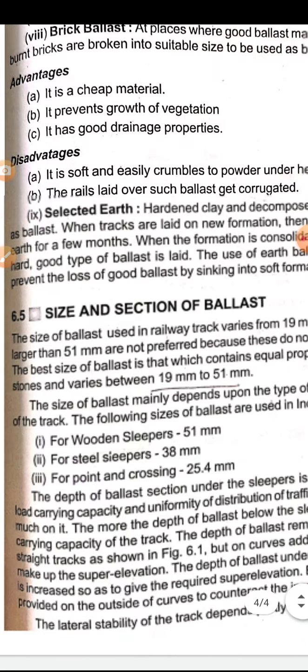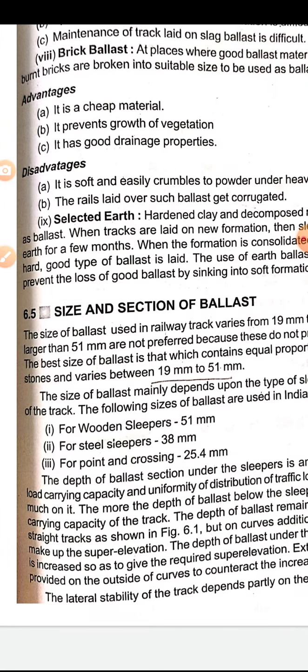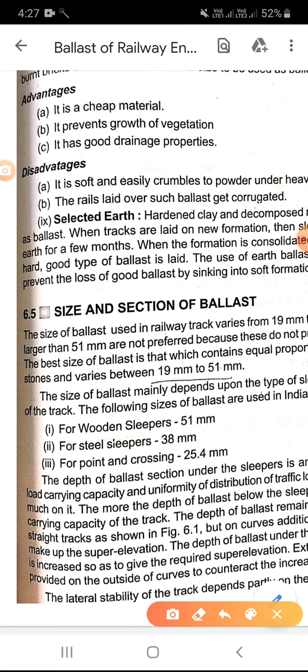Next, very important, size and section of the ballast. The size of ballast used in railway tracks varies from 19 mm to 51 mm. Very important. 19 mm to 51 mm. Okay. Stone of size larger than 51 mm is not preferred because it does not provide good interlocking.